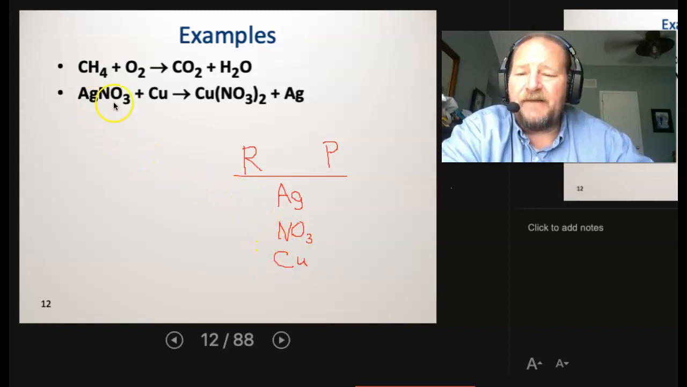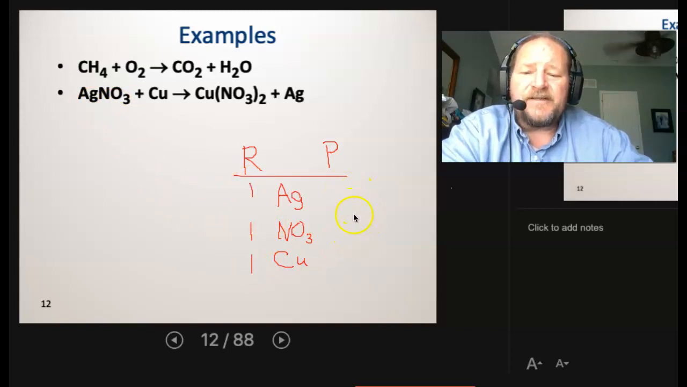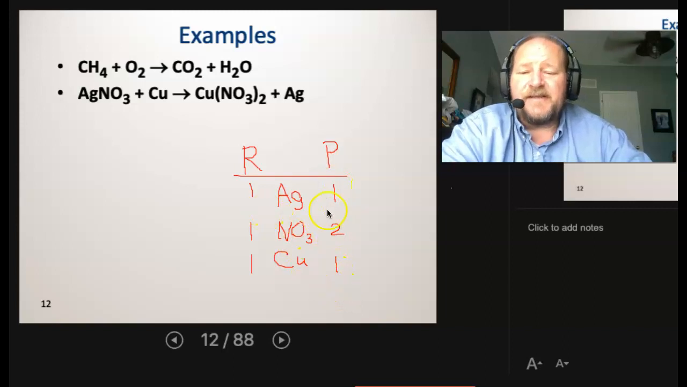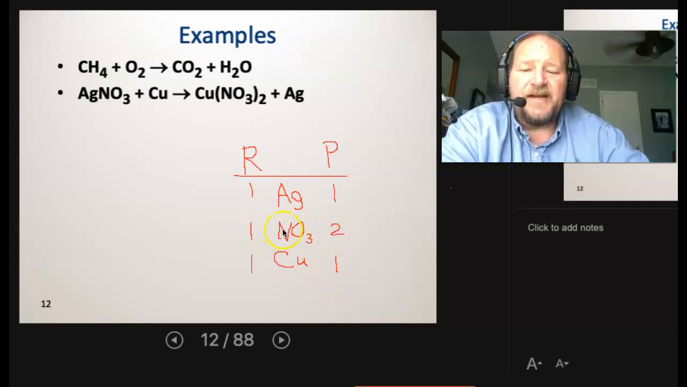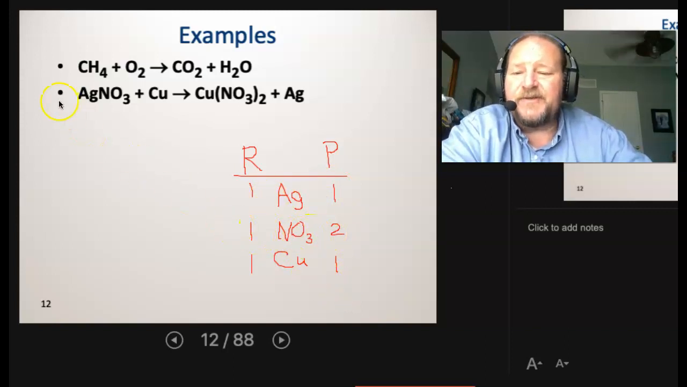Now when I go to write this out for my reactants, I have 1 silver and 1 nitrate and 1 copper. On the product side, I have 1 copper, I have 2 nitrates, and 1 silver. So now to balance this, I don't need to do anything to silver, but then I need to balance the nitrate. So in order to get 2 nitrates, I'm going to put a 2 in front of silver nitrate. That's going to give me the 2 nitrates I need, but it's also going to generate 2 silver.